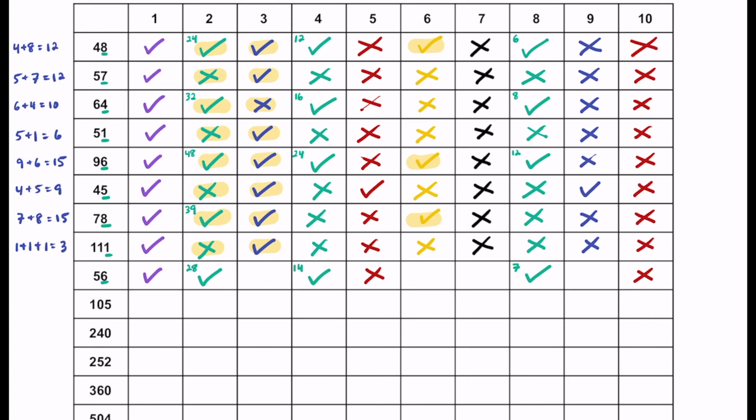Next, we can go ahead and try our divisibility rules for 3 and 9, so just add 5 plus 6. 5 plus 6 is 11. 11 is not a multiple of 3, and 11 is not a multiple of 9, so those don't work.